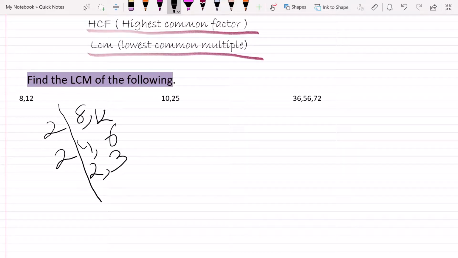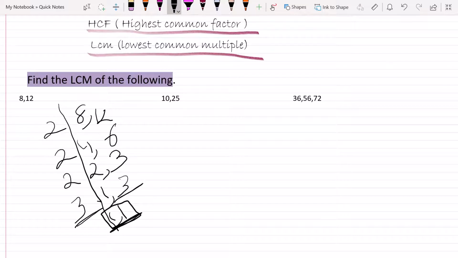Is there any factor that's divisible by 2 or by 3? Yes, it is the 2. 2 divided by 2 is 1, but 3 divided by 2, we cannot divide it, so we'll write it down as it is. Is there any factor that's divisible by 3? Yes, it is the 3. So 3 divided by 3 is 1.